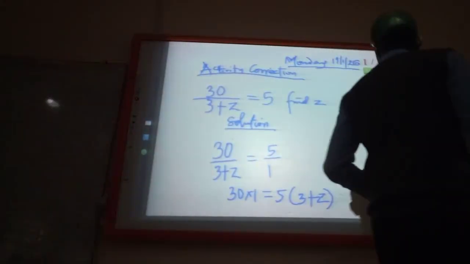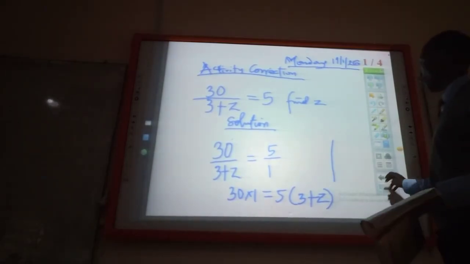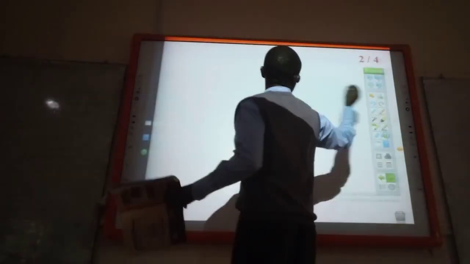So let's move to the next page, where we're going to conclude the solving. On the previous page, we stopped at 30 equal to 5 bracket 3 plus z, right?